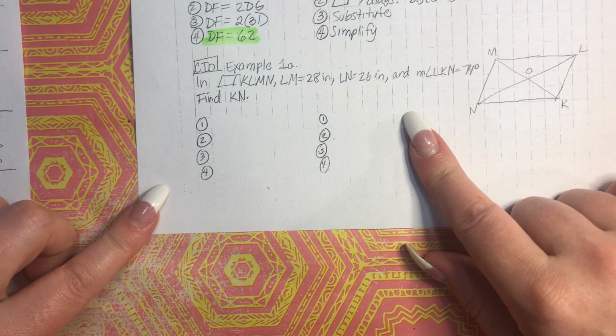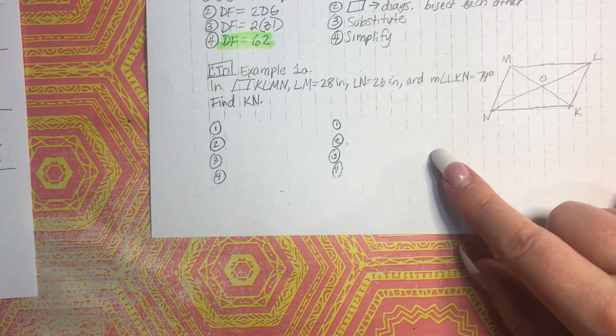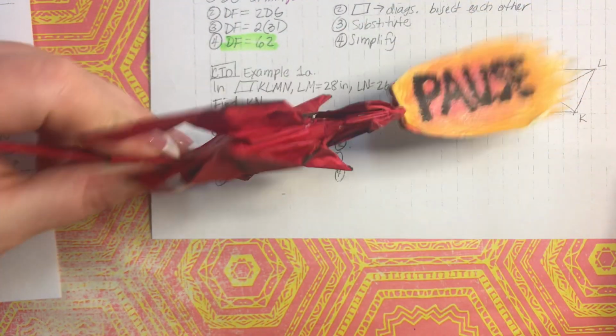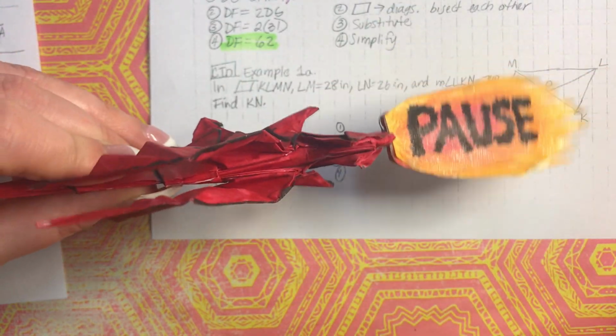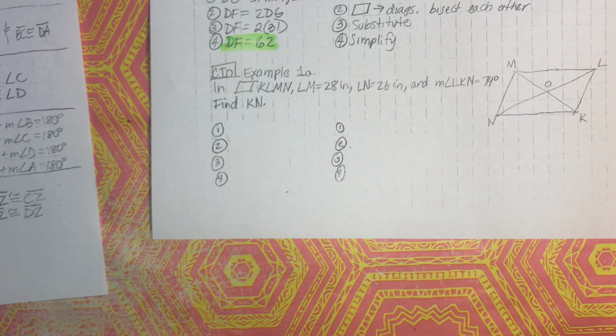Let's see, how about you try this one? Let's see how you do. Where's my friend? Here's my friend, the pause dragon. Remind you to pause your device. Go ahead and work out example 1A. When you get done, press play and we'll talk about it together. All right, see you in a bit.